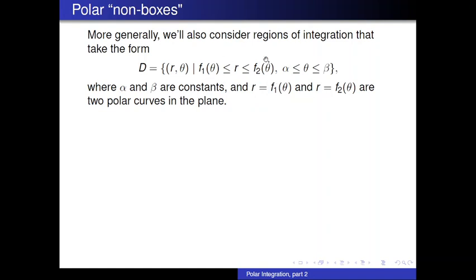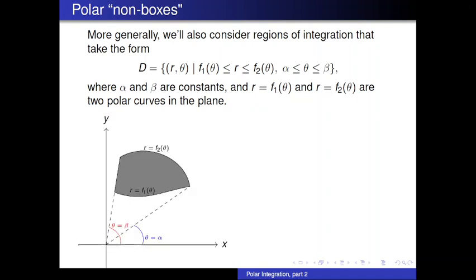So, let's maybe get a picture of this. r equals f1 of theta and r equals f2 of theta are going to be curves in the plane, and they might have some kind of polar nature to them. It's probably likely that they will, since we're talking about polar coordinates here, so we like curves that are nice in polar coordinates. So here's the generic picture that we might see.